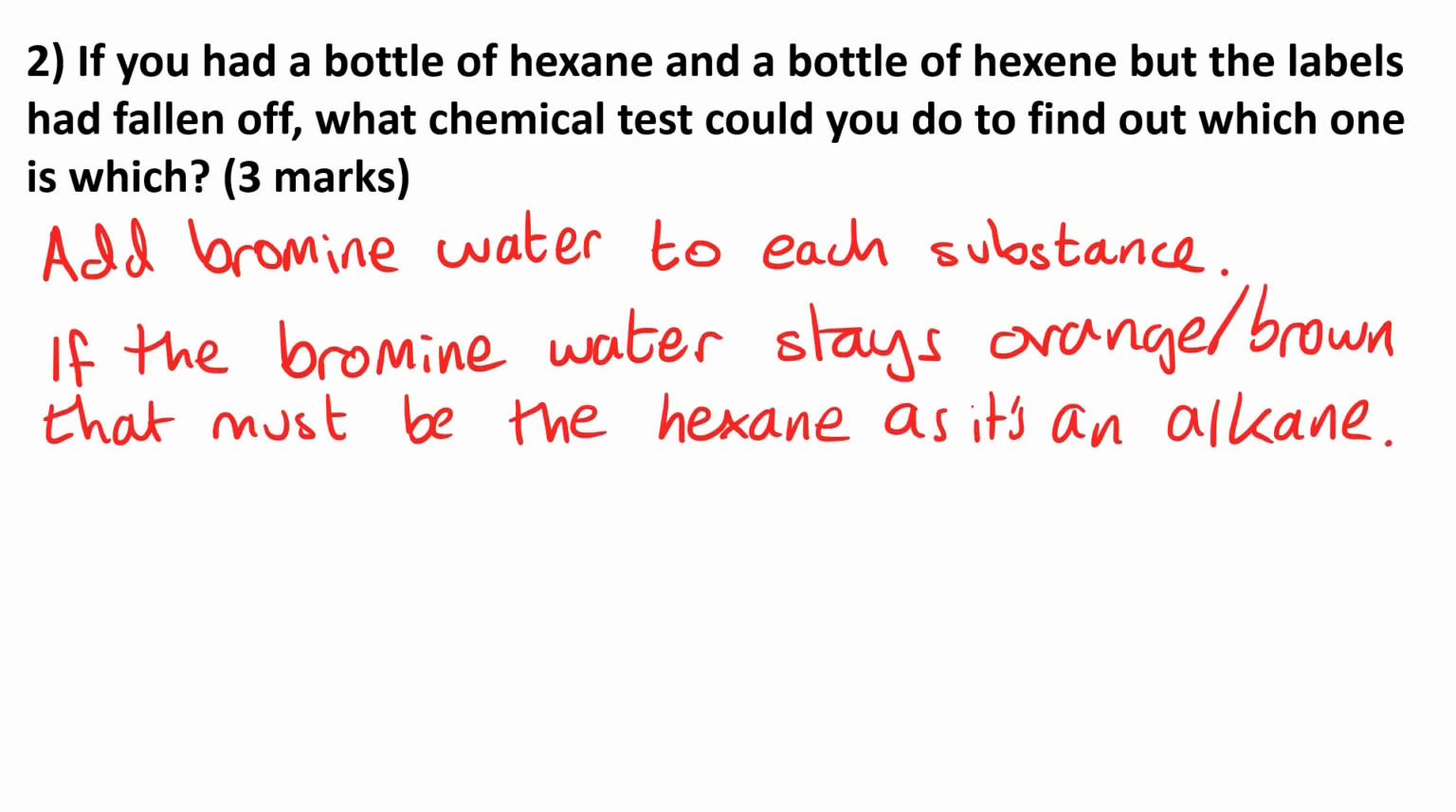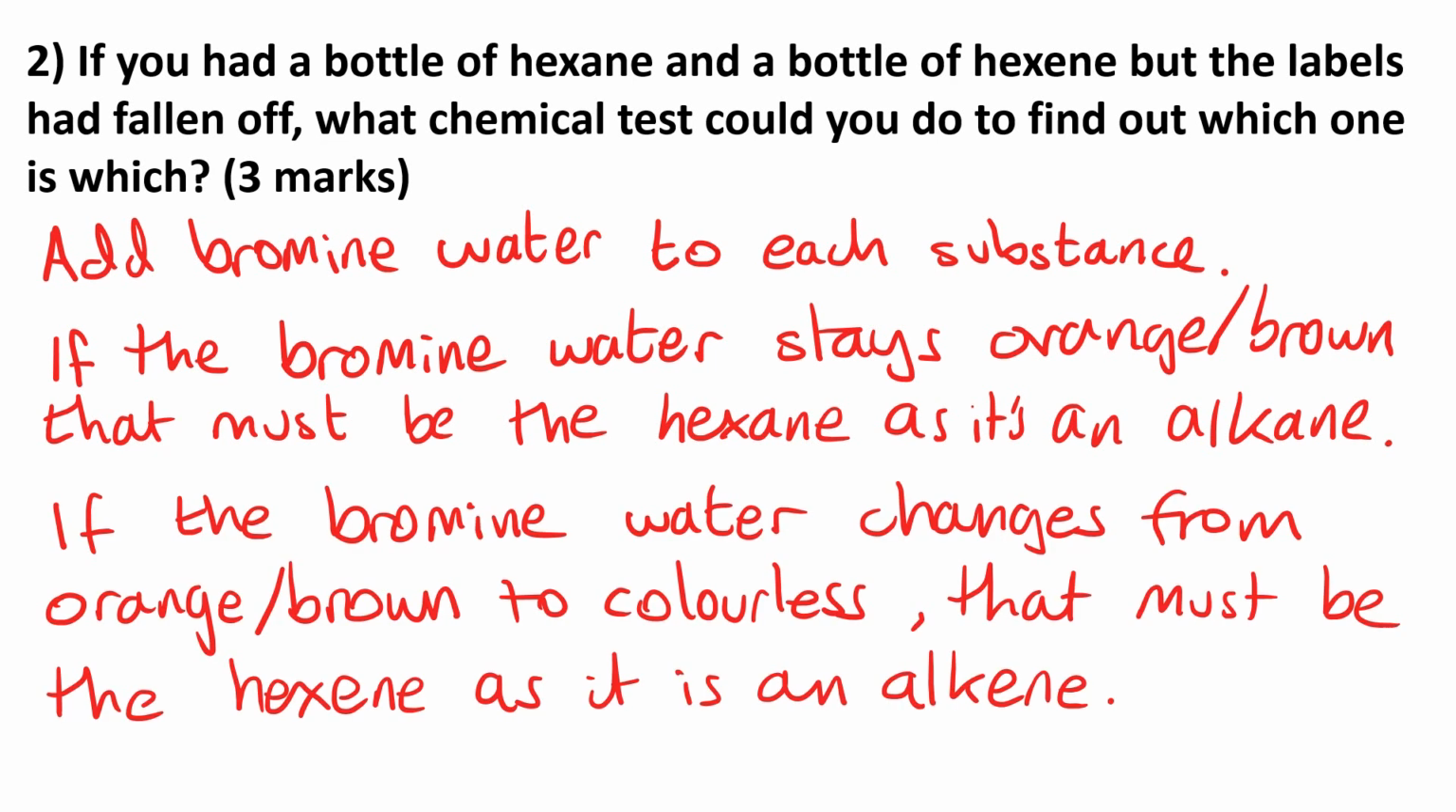If the bromine water stays orangey brown, that must be the hexane, as it's an alkane. If the bromine water changes from orangey brown to colourless, that must be hexene, as it's an alkene. And you must say in questions like this what the colour change is. You can't just say if there's a colour change, you need to actually say orangey brown to colourless.